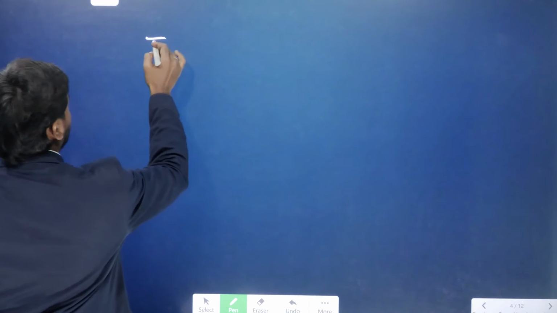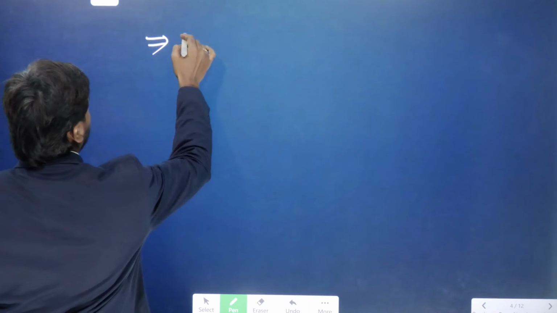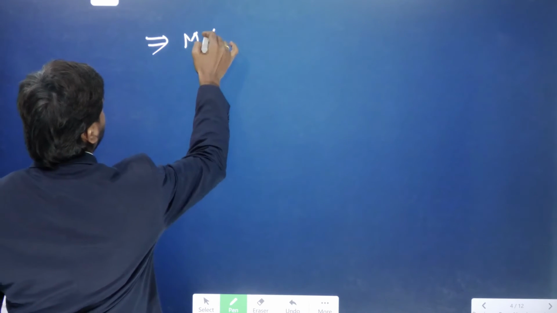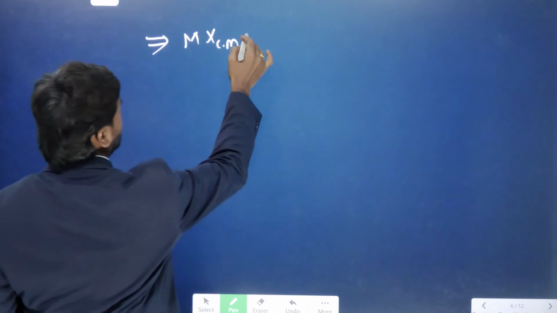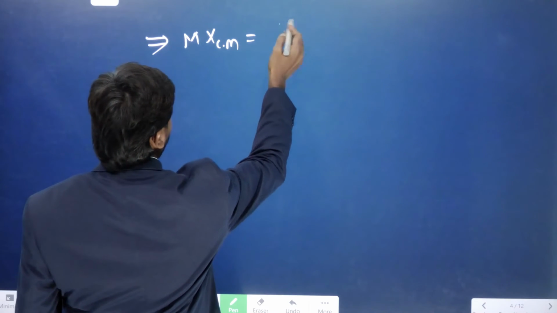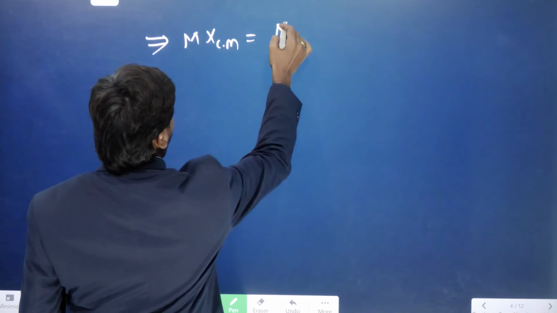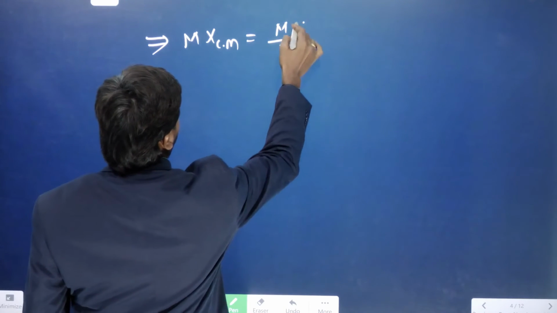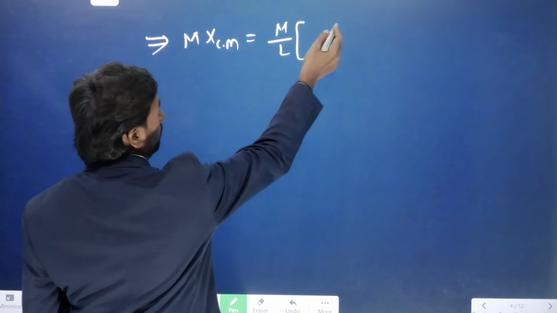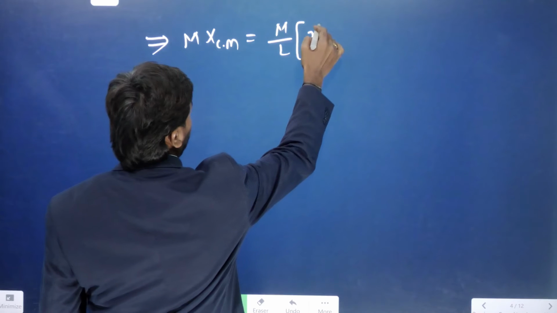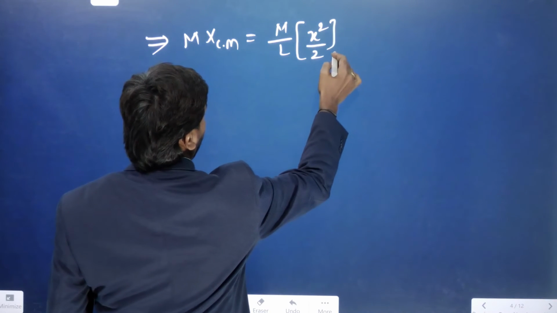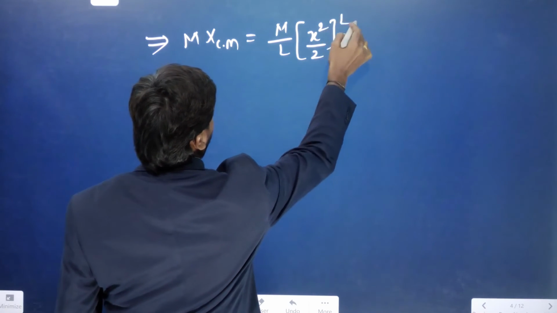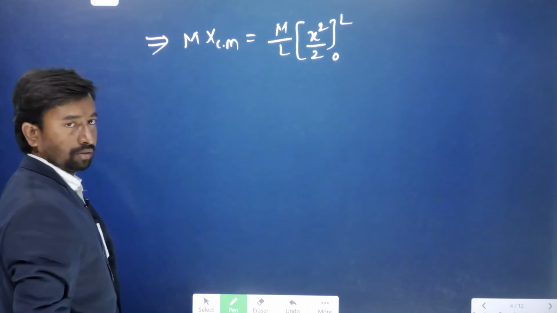So here we'll get mass into center of mass of the particle, that is equal to, m by L, we will get x power 1 plus 1, so that will be x square divided by 1 plus 1, which is 2. Here we have the limits 0 and L. Lower limit is 0 and upper limit is L.